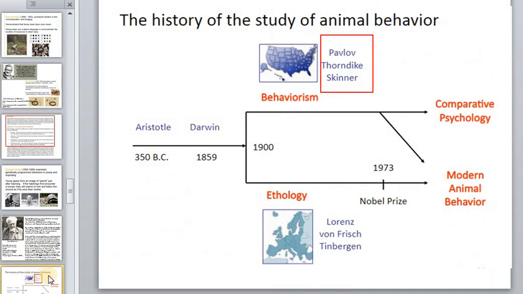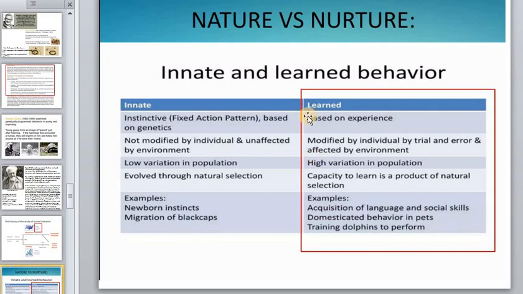And leading specialists in behaviorism here, especially in learning behavior. So we start with learning behavior, which is based on experience. Innate behavior is not based on experience, it's just based on genetics, and learned behavior is based on experience. It is modified by the individual by trial and error, affected by environment, with high variation in the population, and the capacity to learn is a product of natural selection. Examples are domesticated behavior in pets and training dolphins to perform some tricks.